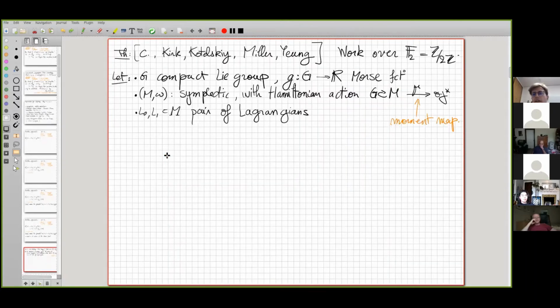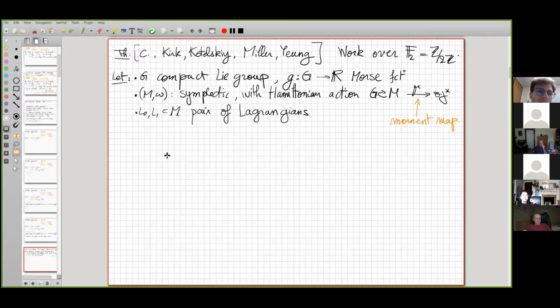Okay, so here is our main result. We are going to work with Z2 coefficients, although we expect that it works more generally with Z coefficients. So the setting is we have a compact group G, and we fix a Morse function on this group, small g, and then we have a symplectic manifold (M, omega) that comes with a Hamiltonian action of G with a moment map mu.